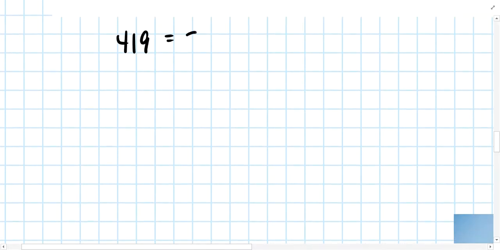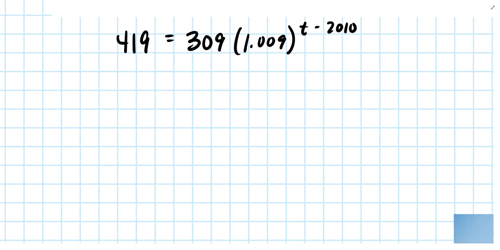So if 419 equals 309 times 1.009 to the t minus 2010 power, then by using our log properties, we should be able to isolate t. Now, if our job is to isolate t or to solve for t, we have to work backwards through the order of operations, and I'm going to divide by 309 first.